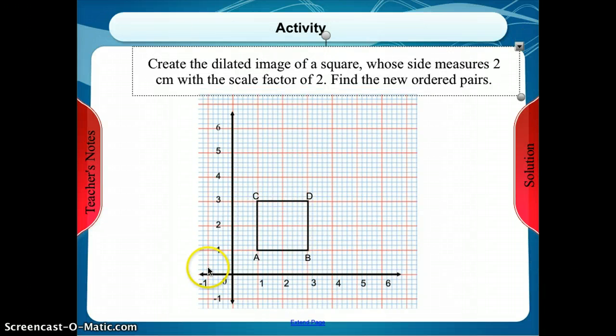In this example here, you have a square. Notice the 4 points. Find the new ordered pairs of this dilated figure using a scale factor of 2. Take each ordered pair and multiply the x and the y coordinates by the factor of 2. That will give you your new ordered pair, and your side lengths of that square should be multiplied by 2. Therefore, A prime, B prime, C prime, D prime should all be distances of 4 because 2 times 2 is 4. Find the new ordered pairs of your square now.